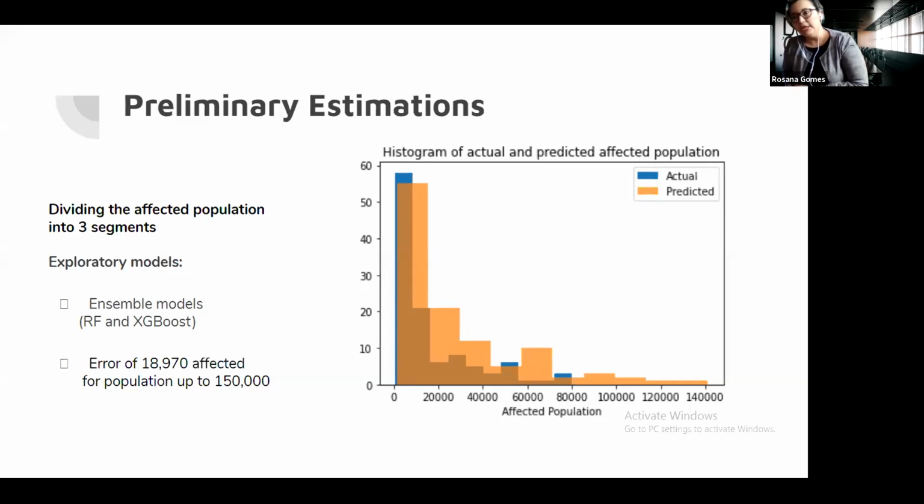So here, if you look to the right, you can see that we are separating our data set into different ranges of affected population, because as we have a very broad range of affected population, we figured that the best way to communicate our results is to divide these into different ranges. So in this case here, we have an evaluation for up to 150,000 affected.